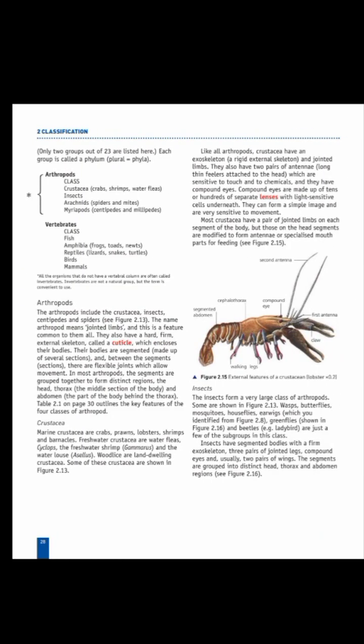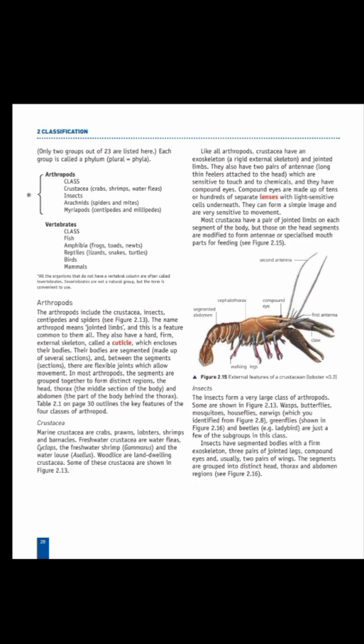Now we move toward the groups of the animal kingdom. Animals are divided into two main groups, invertebrates and vertebrates. Invertebrates refers to those organisms that don't have a backbone. The organisms that are without a backbone are known as invertebrates, and the organisms that have a backbone are known as vertebrates. Invertebrates are not a natural group, but the term is used for convenience.